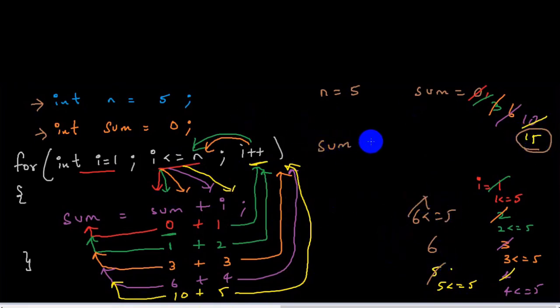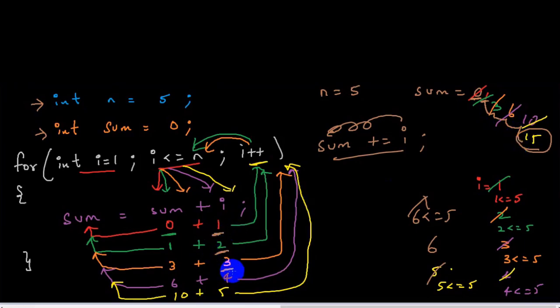This can also be written as sum plus equal to i. Like I keep on adding the i value to my sum. First I'll add 1, 2, 3, 4, 5. I keep on storing. See, initially it was 0. Once I added 1, it became 1. Then 1 and 2, 3. 3 and 3, 6. 6 and 4, 10. 10 plus 5, 15.